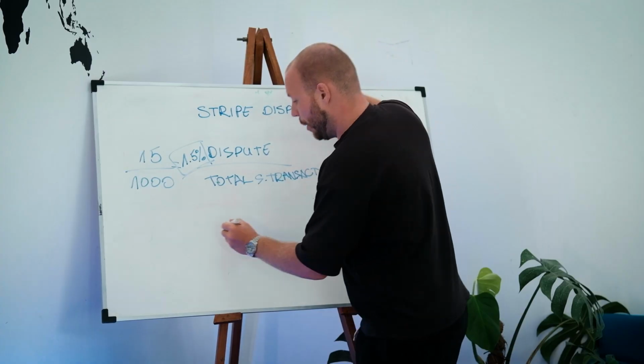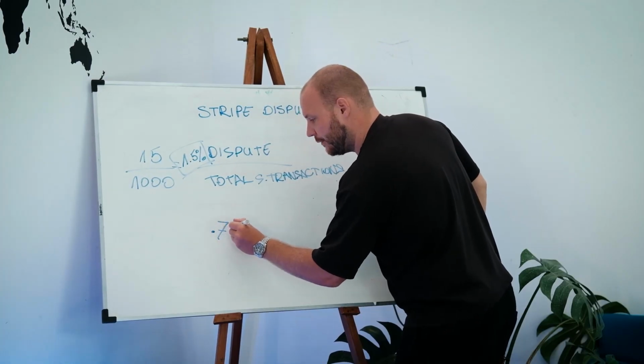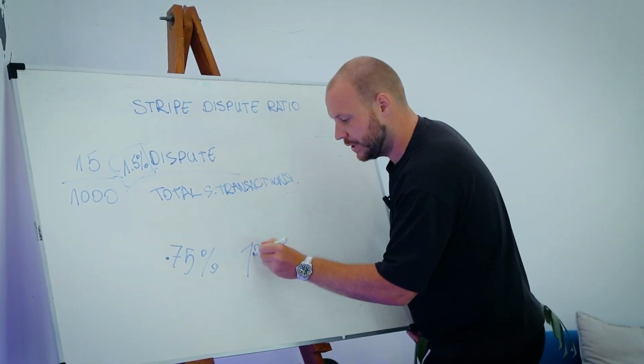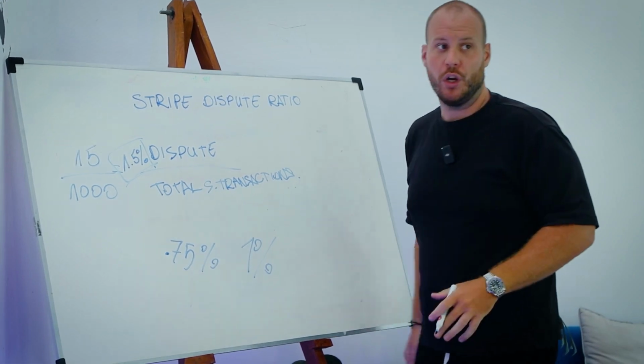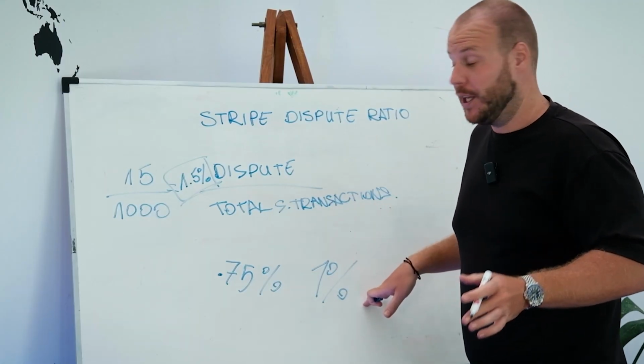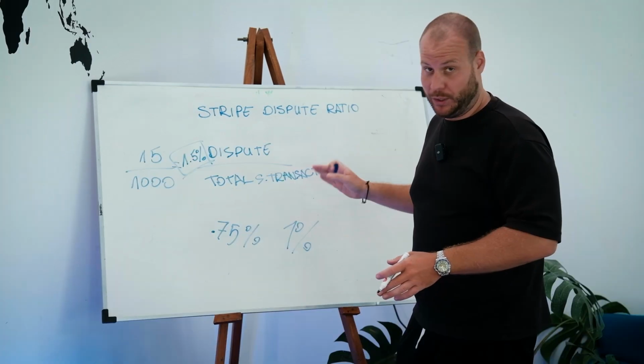And a 1.5% dispute ratio is a lot higher than what Stripe allows you to have. Because after over 0.75%, they will consider you as high risk, and over a 1% dispute ratio, you are actually high risk and you're going to be hit with a rolling reserve when it comes to Stripe and collecting payments.